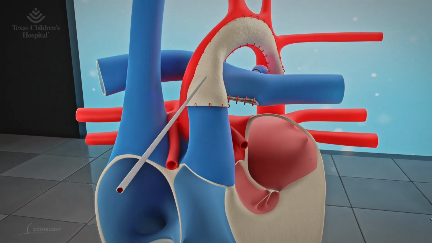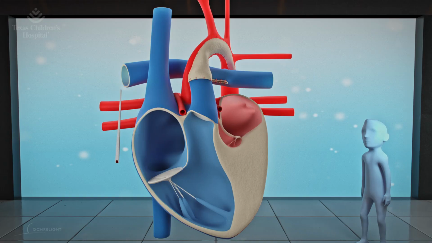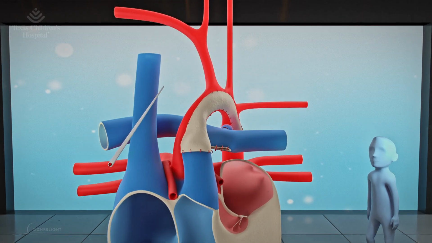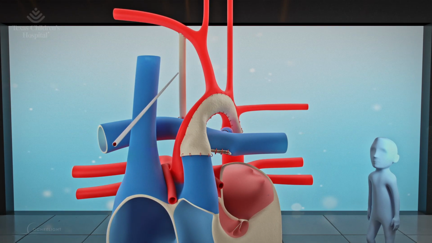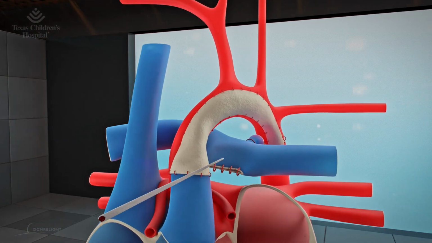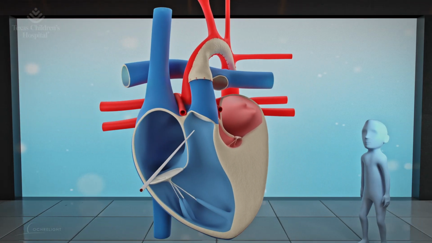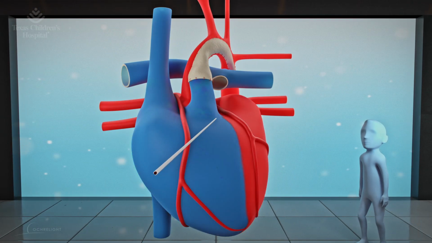And now the surgeon needs to make sure that there is a way of getting blood into the pulmonary arteries to supply the lungs. And she can do this in one of two ways, either by directing blood from the reconstructed aorta to the pulmonary arteries through a shunt, or she may place a tube from the right ventricle to the pulmonary arteries. Sometimes this is called a Sano modification.